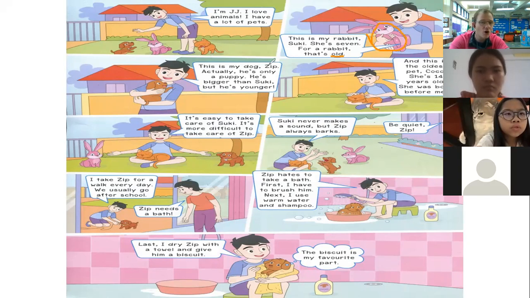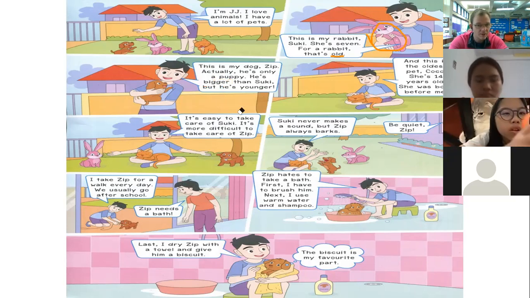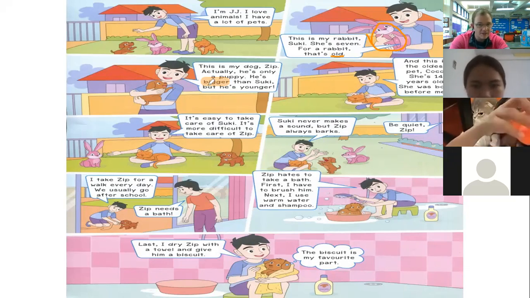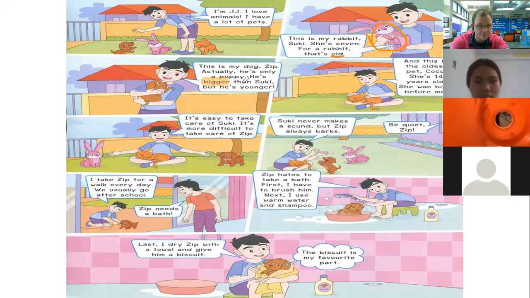So this is my dog Zip. Actually, he's only a puppy. He's bigger. Look here again. Look, here is a comparative adjective. He is bigger than Suki, meaning that he's bigger than the rabbit. Okay, so that's one. Let's try and find more. But he's younger, meaning Suki is older than him. So there's another one. Younger.